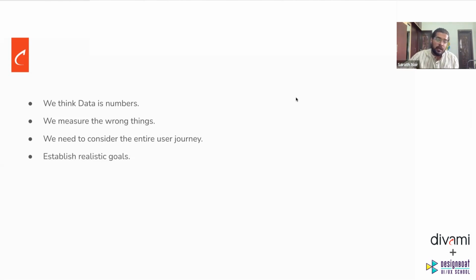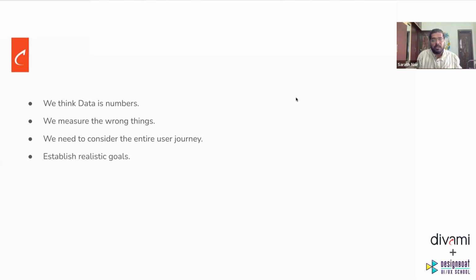Establish realistic goals. When data is an important part of the UX design process, it is only a factor in decision making. So if you start off with a new product from scratch, the amount of research and understanding which you need to have is way more than when you are redesigning an existing application or adding a feature to a current application.